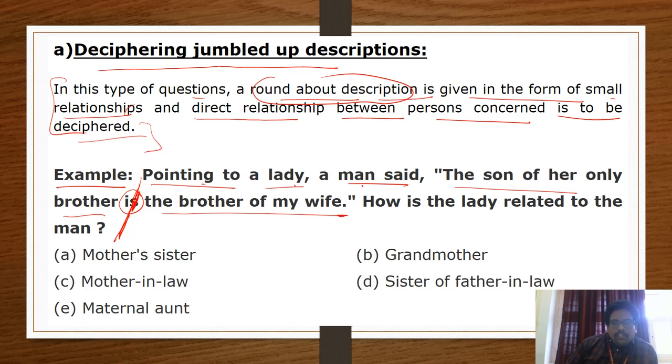Okay. Pointing to a lady, a man said. What he said? My wife. Whose wife? There is a man, and the man, because male, has a wife. Let's say W. Man, wife, my wife's brother is, let's say B. Is, that means this person is somehow related to the lady. My wife's brother is, now don't go from the last, come from the first. The son of her. Who is her here? Lady. So the son of her only brother. So there is a lady.